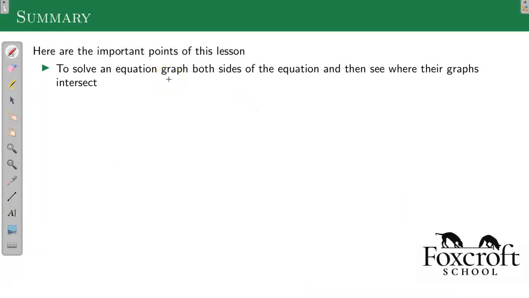All right, so just a recap, we're going to solve equations using our calculator by graphing them and seeing their intersections.